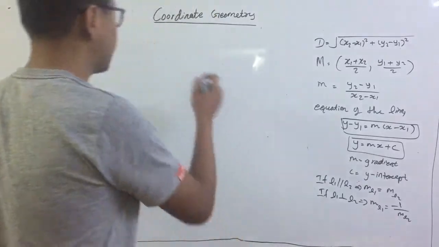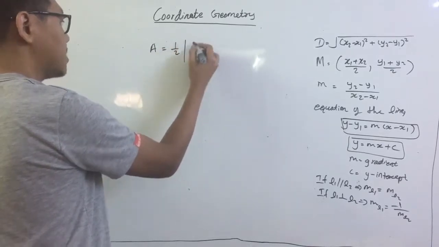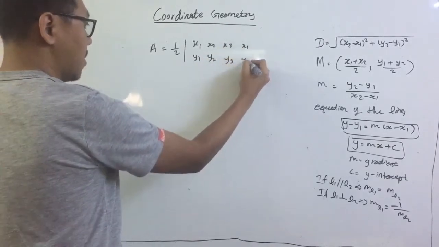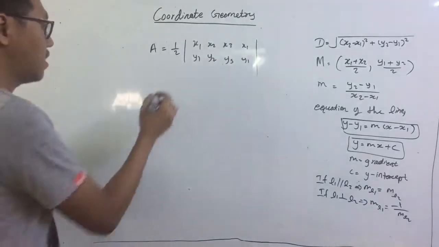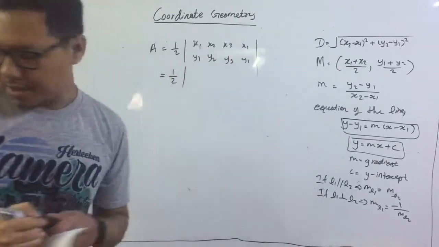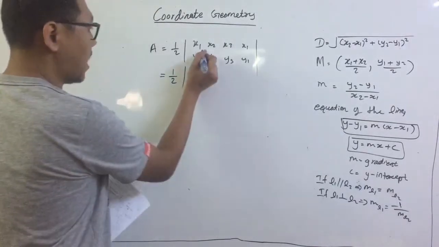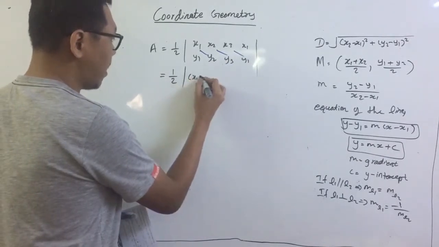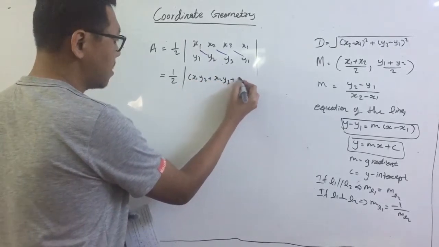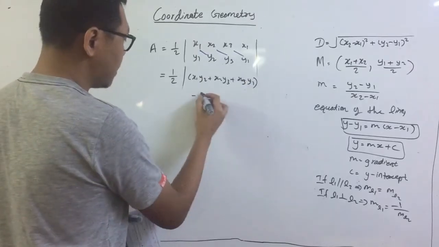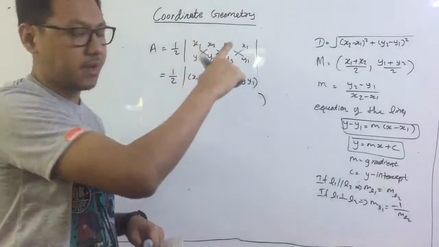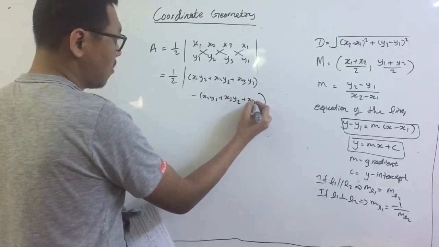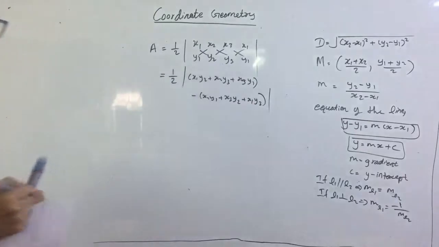The area of a triangle is A equal to half modulus of the array x1, y1, x2, y2, x3, y3, x1, y1. This is how to find the area of a triangle. The next step, let me use another color: you have to multiply this way. So it would be x1 y2 plus x2 y3 plus x3 y1. And then minus, you multiply the second way: x2 y1 plus x3 y2 plus x1 y3. And then you have to solve those things. That's how to find the area of a triangle.